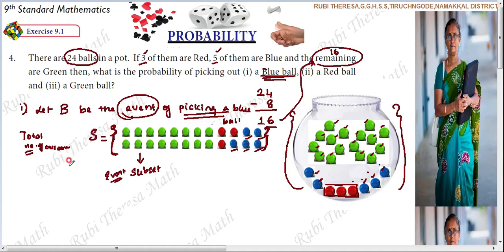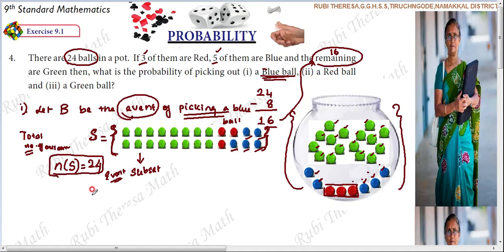இது S. So first n of S எத்தனைன்னு பாத்துருங்கடாமா. n of S is nothing but the count, cardinality. Total number of outcomes. These are the total outcomes. Total number of outcomes அப்படின்றப்ப there are 24 possible outcomes. Total possible outcomes. சரியாடாமா? 16 green balls இருக்கு, 3 red balls இருக்கு, 5 blue balls இருக்கு. So total there are 24 possible outcomes. So that will be the sample space.